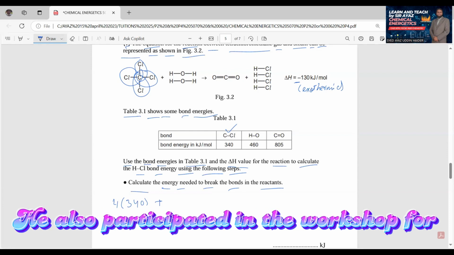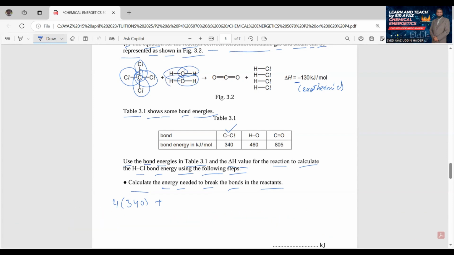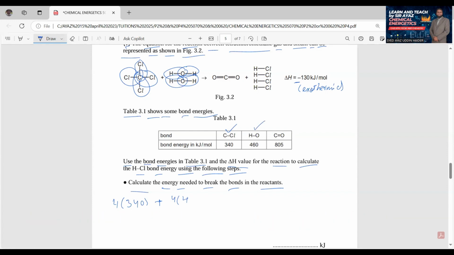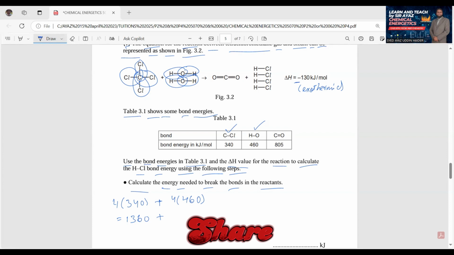Plus, we have 4 OH bonds or HO bonds. 1, 2, 3, 4. So I will multiply 4 by the HO bond. HO or OH bond have the same meaning, 460. So 4 multiplied by 340 is 1360, plus now 4 multiplied by 460 is 1840.